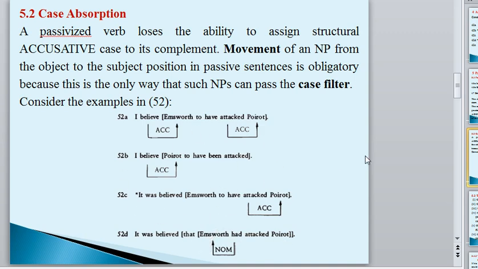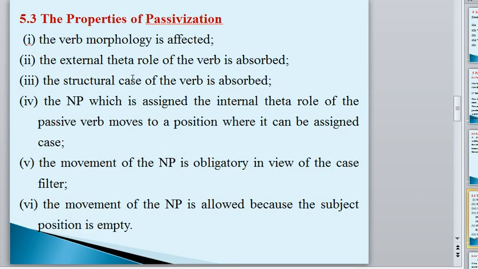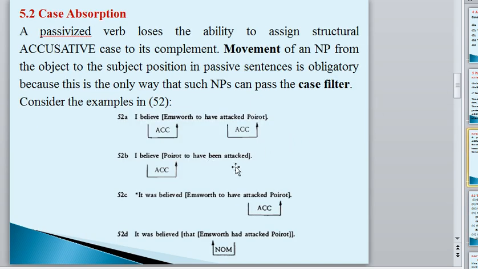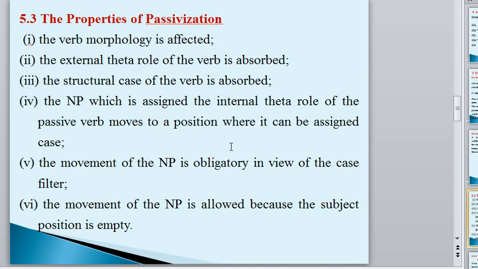So we can conclude that the passive verb cannot assign case to the complement, to the object, so the object should move to the subject position to pass the case filter. These are the properties of passivization. First, number one, the verb morphology is affected. You see here the verb changed, the form of the verb changed.